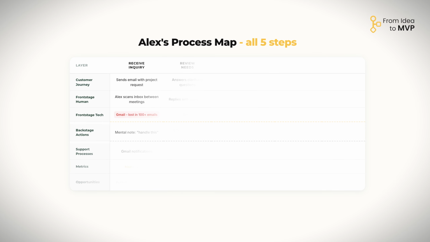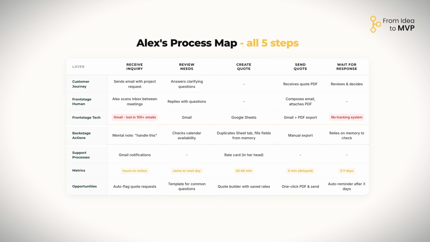In this video, you are going to learn a framework called the process map. It's a 7-layer system that captures everything: what's happening step by step, what's happening in the background, what tools you are currently using, and where the real opportunities are. So at the end of this video, you will be able to create this process map for your own problem, and that will change how you work with AI forever.